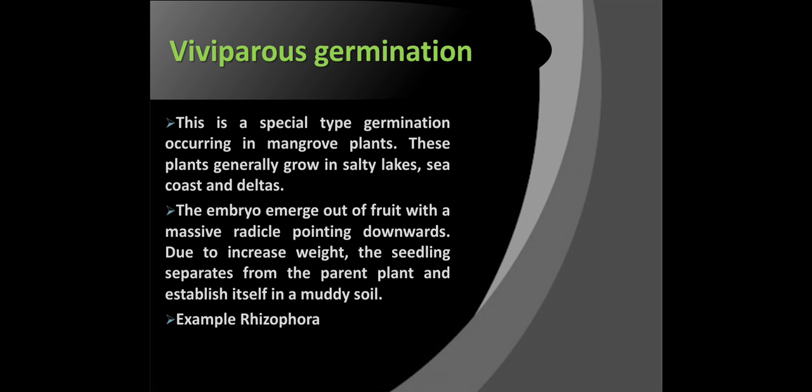Viviparous germination is a special type of germination occurring in mangrove plants. These plants generally grow in salty lakes, sea coasts, and deltas. The embryo emerges out of the fruit with a massive radicle pointing downward.